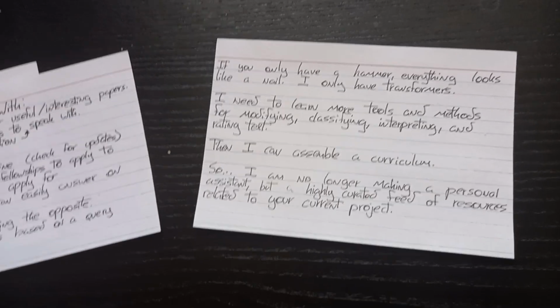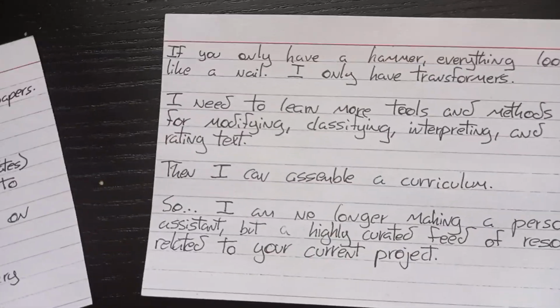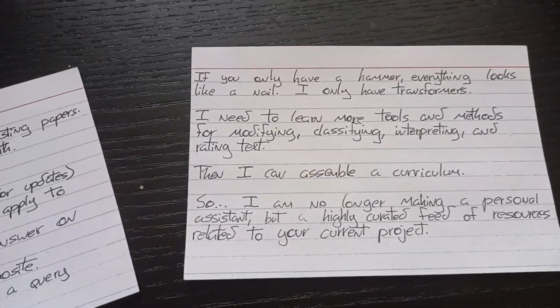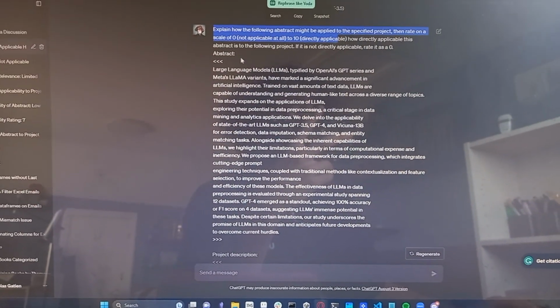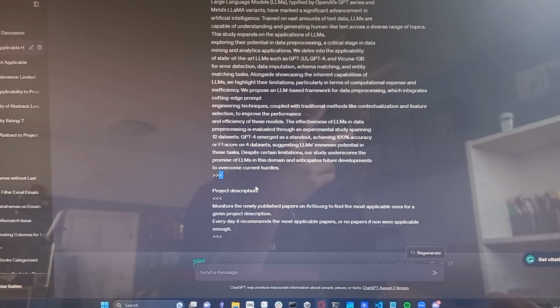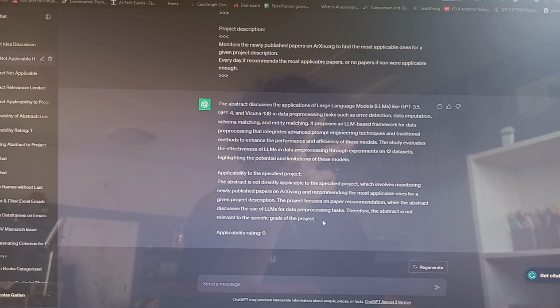I need to learn more natural language processing techniques and more text analysis so that I don't need to make a query to a transformer every single time I want to rate something. Like I was just playing around here with having, here's, explain how the following abstract might be applied to a specific project. And so here's an abstract, and then here's a project description. And I did this on ChatGPT, and it rates it 0 because it's not applicable at all.